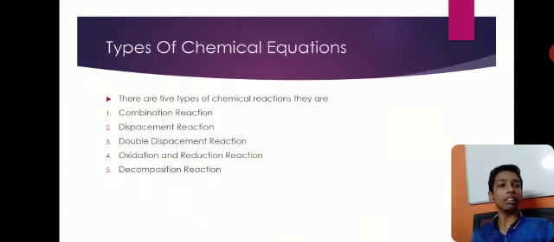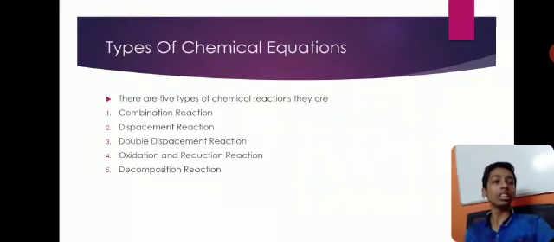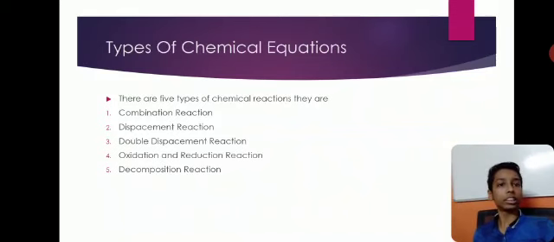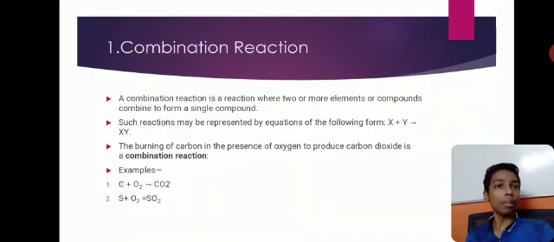Now we will see our third point, that is types of chemical equations. There are 5 types of chemical reactions: combination reaction, displacement reaction, double displacement reaction, oxidation and reduction reaction, which is also known as redox reaction, and decomposition reaction. We will see the first, combination reaction.